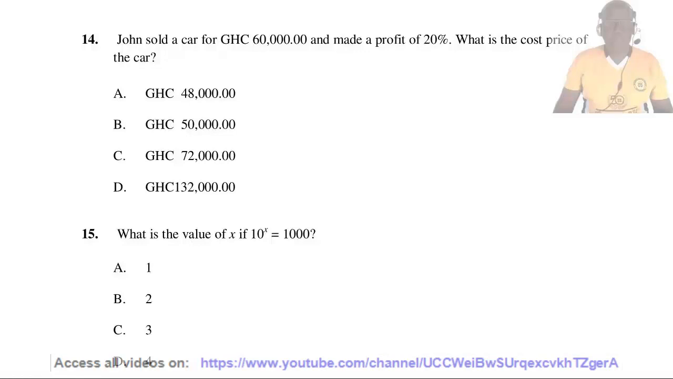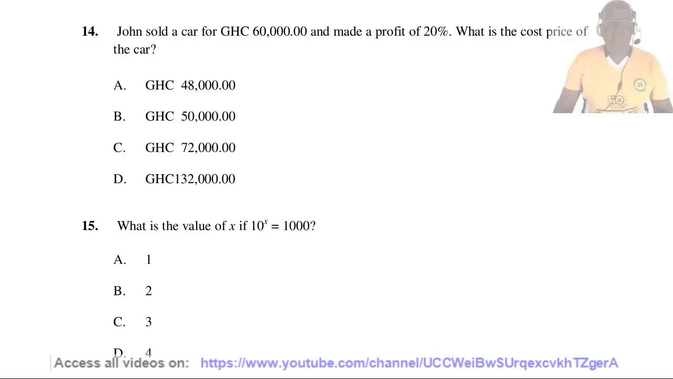Question 14. John sold a car for 60,000 Ghana cedis and made a profit of 20%. What is the cost price of the car? If the cost price of the car is 100% and John sold the car for 20% profit, then the selling price will be 120%.